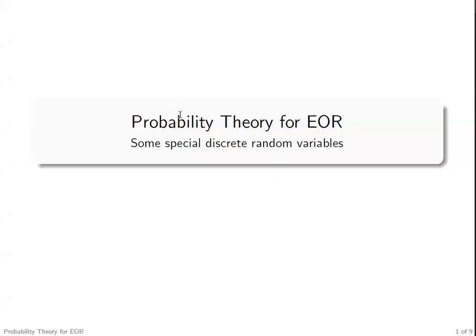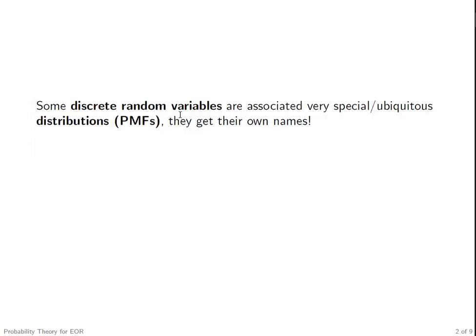This video is about some special discrete random variables. We know random variables are functions. There are functions with very special properties, so there are also random variables with very special properties. This video discusses 3 different discrete random variables. They are associated with very special and ubiquitous distributions. They even get their own names.